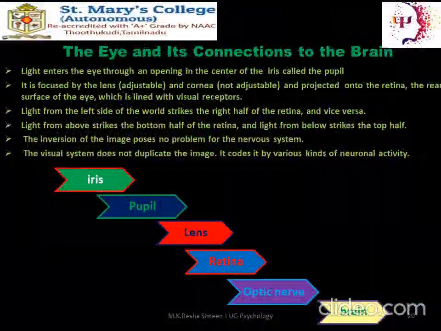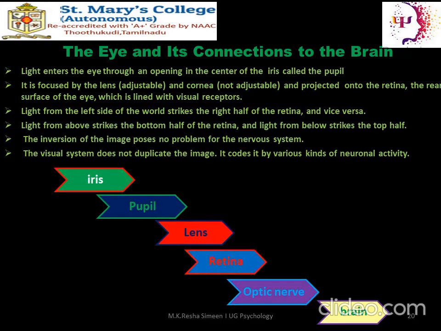The eye and its connection to the brain. Light enters the eye through an opening in the center of the iris called the pupil. It is focused by the lens and cornea. The lens is adjustable and the cornea is not adjustable, and the light is projected onto the retina, the rear surface of the eye, which is lined with the visual receptors.